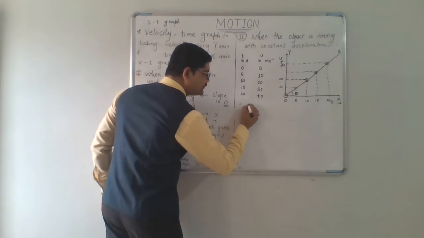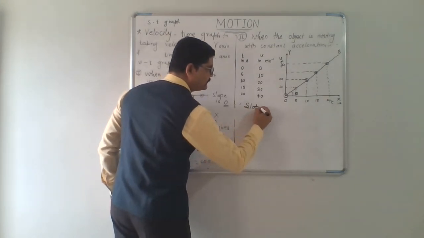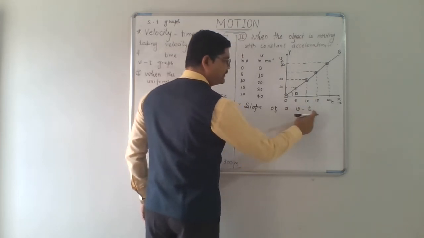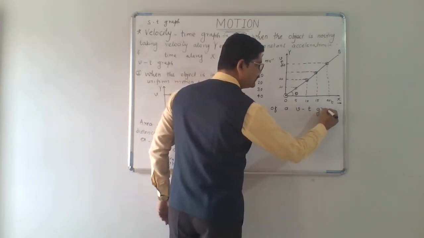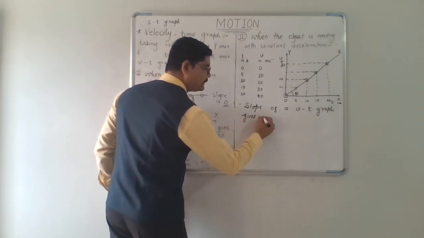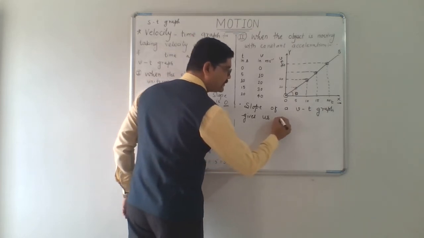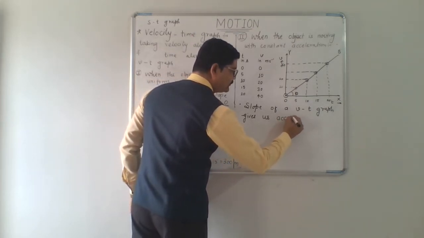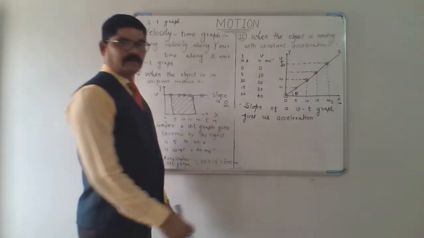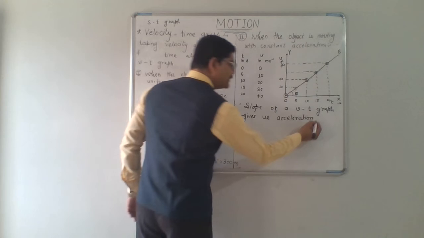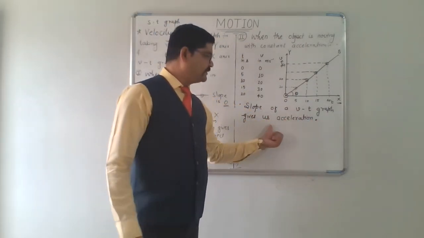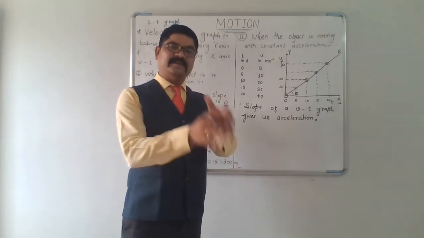I'll write it here: slope of a VT graph, velocity time graph, gives us acceleration of the object. Repeat it twice, thrice. Slope of a VT graph gives us acceleration of the object in the given time interval.